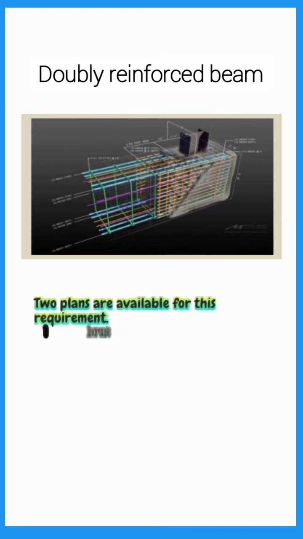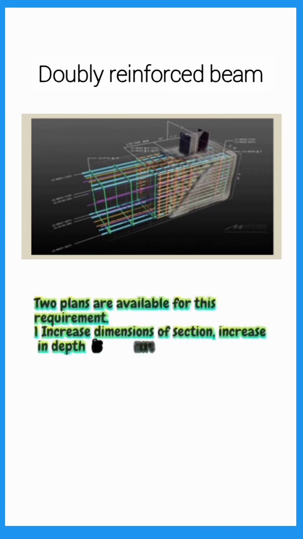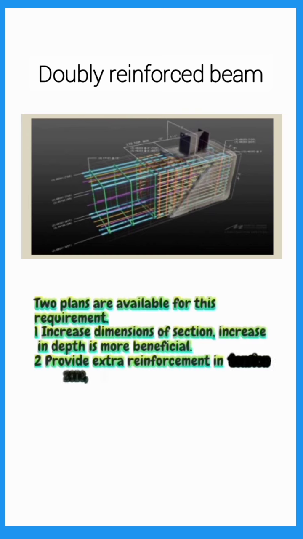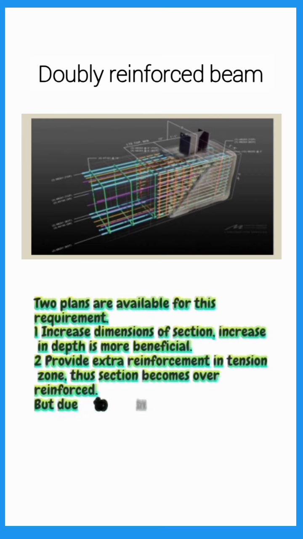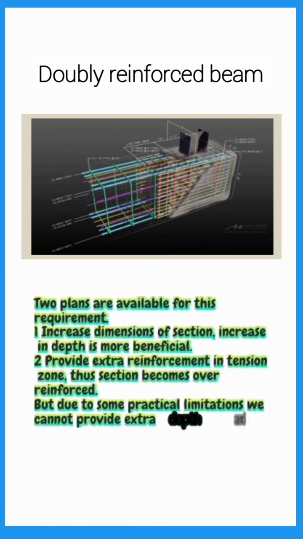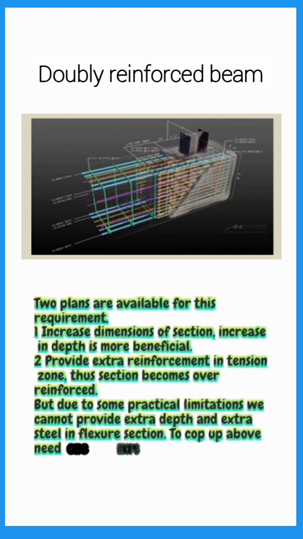Two plans are available for this requirement. 1. Increase dimensions of section. Increase in depth is more beneficial. 2. Provide extra reinforcement in tension zone, thus section becomes over-reinforced. But due to some practical limitations we cannot provide extra depth and extra steel in flexure section.